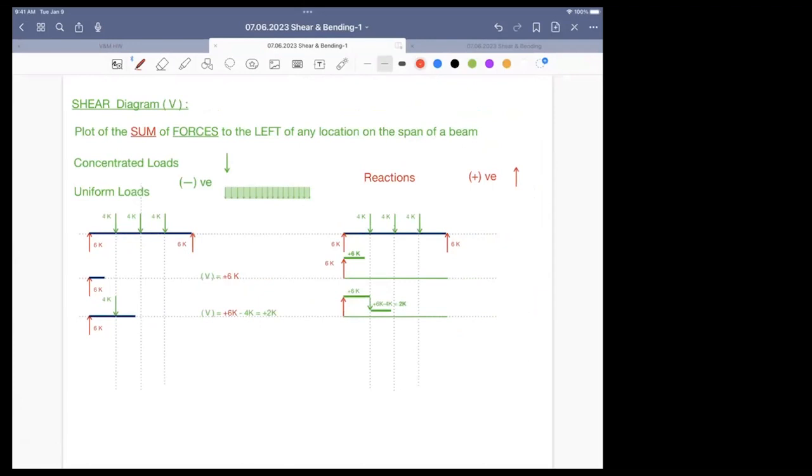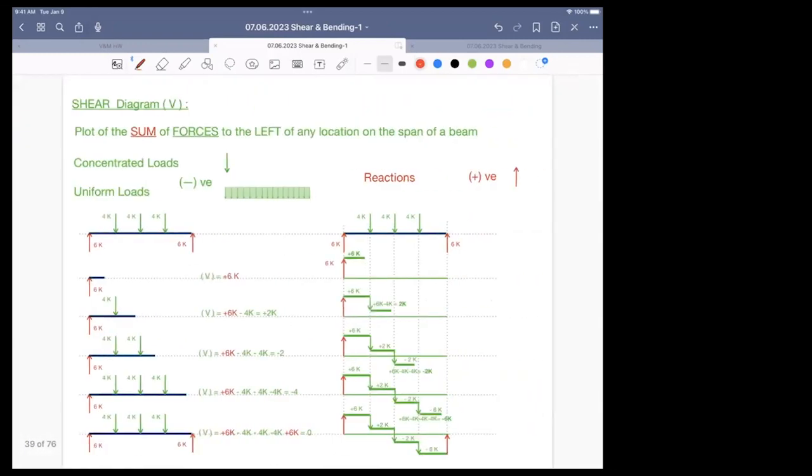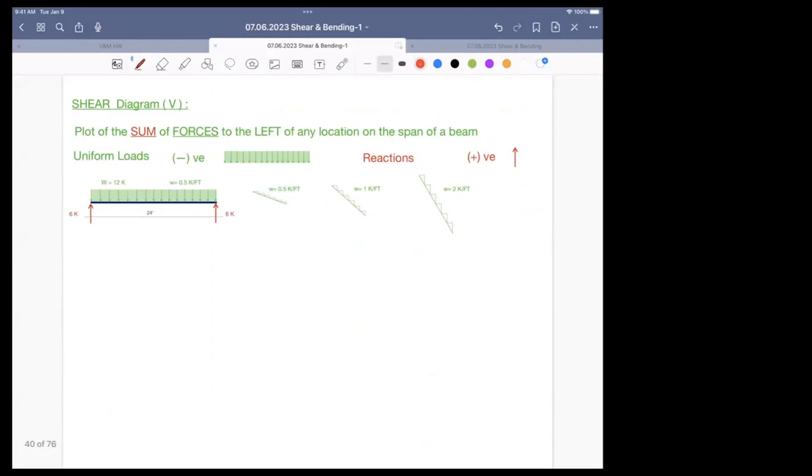Basically, we are drawing the sum of forces. Over here, there's 6 kips, then nothing happening, and then we pass 4 kips, so we drop down. Wherever there's a concentrated load, there is a drop in the shear diagram. If there is a reaction, there is going upward. So that's what this diagram ends up looking like. It's a stepped pattern for concentrated loads versus a uniform load.